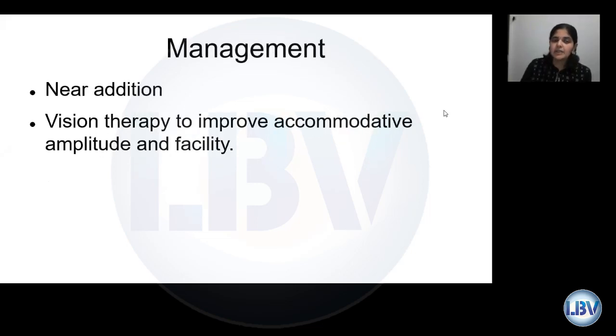The management here will again be a near addition, plus you will have to do vision therapy to improve their amplitude of accommodation and the accommodative facility. So the vision therapy will aim towards improving both your amplitudes and your accommodative facilities.